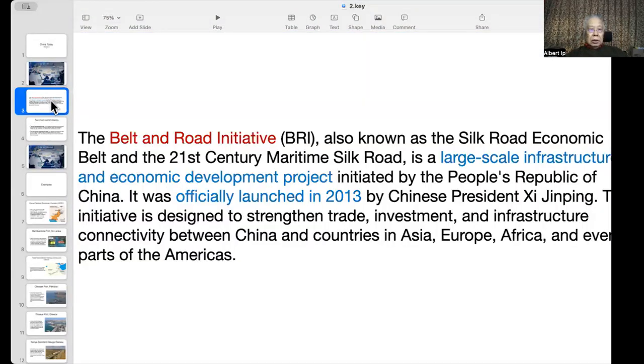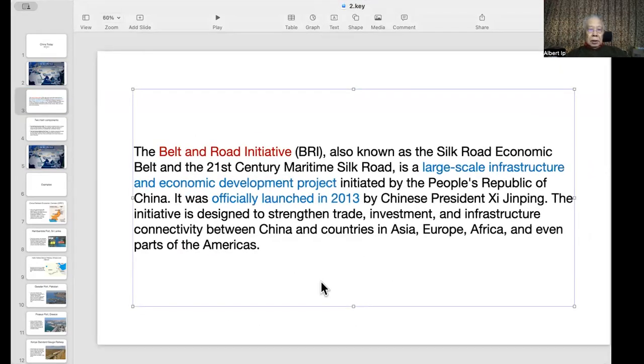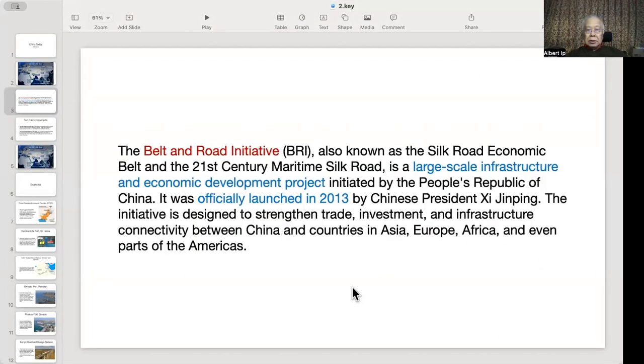The Belt and Road Initiative, or BRI, also known as the Silk Road Economic Belt and the 21st Century Maritime Silk Road, is a large infrastructure and economic development project initiated by Xi Jinping in 2013. And therefore, this year is our 10th anniversary, and therefore there was the international conference on it just last week. The initiative is designed to strengthen trade, investment, and infrastructure connectivity between China and the rest of the world.